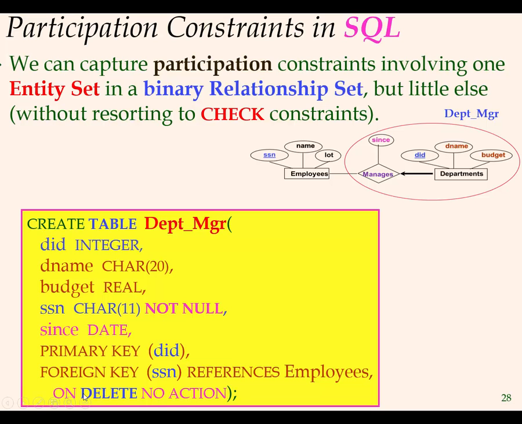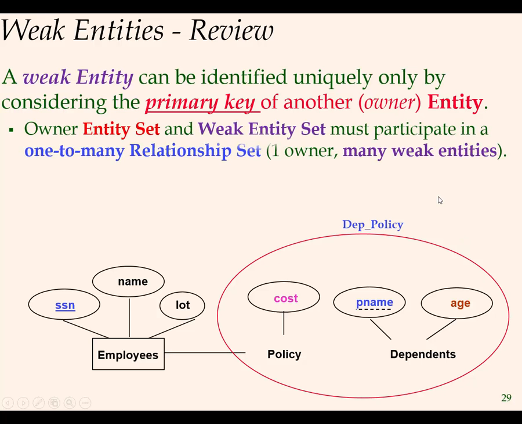But this usage, on delete no action, is just to show you examples. But this full participation, must have, means you cannot have a tuple in this department manager relation with a null SSN. So that is straightforward.